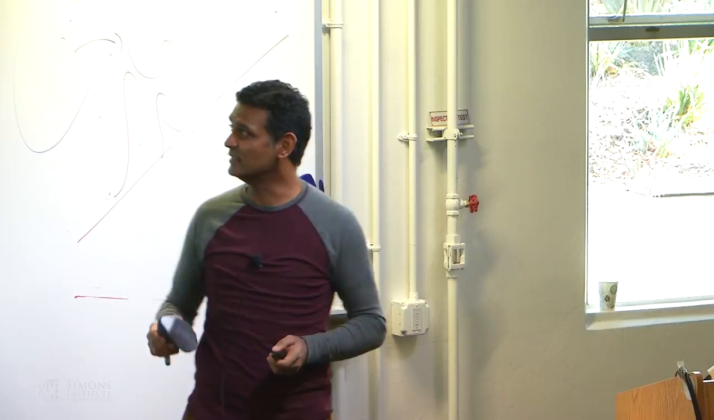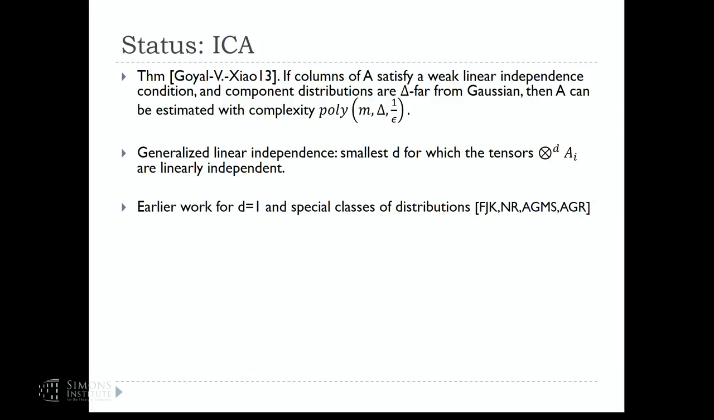Anyway, so now for D equal to 1, which just means that you assume the columns are actually linearly independent, this is the case that's most widely studied. You assume your matrix A is linearly independent. That's already been studied. Where is this being used?